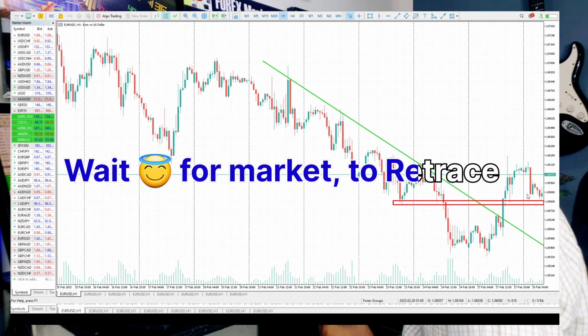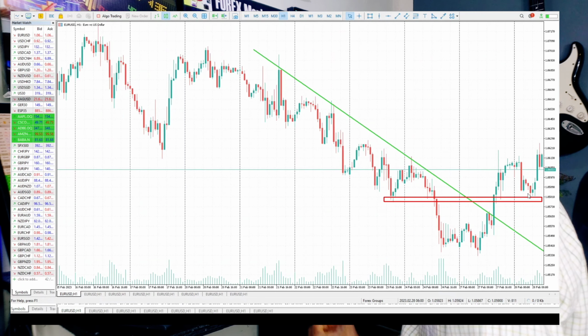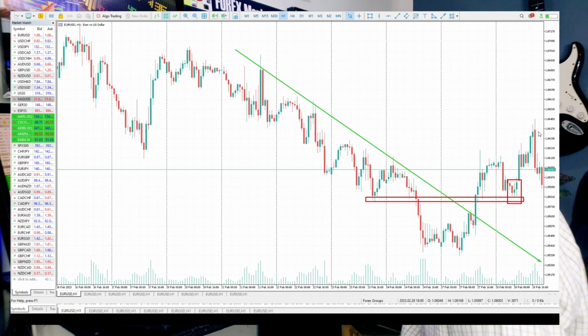When the market retraces back, you are waiting for a confirmation. If the market gives you a confirmation, then you take your trade. If the market does not give you any confirmation, don't take any trade. At this point, I wouldn't have taken any trade because I can see that I don't have a confirmation pattern here. So the market did not give me any confirmation pattern at this side.